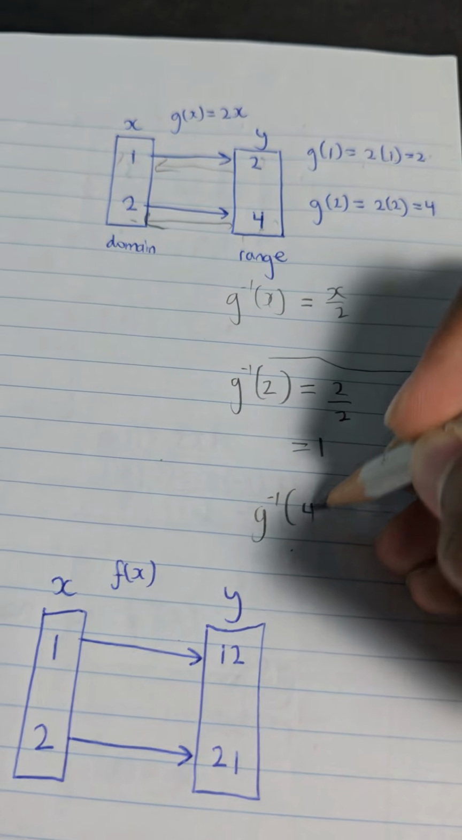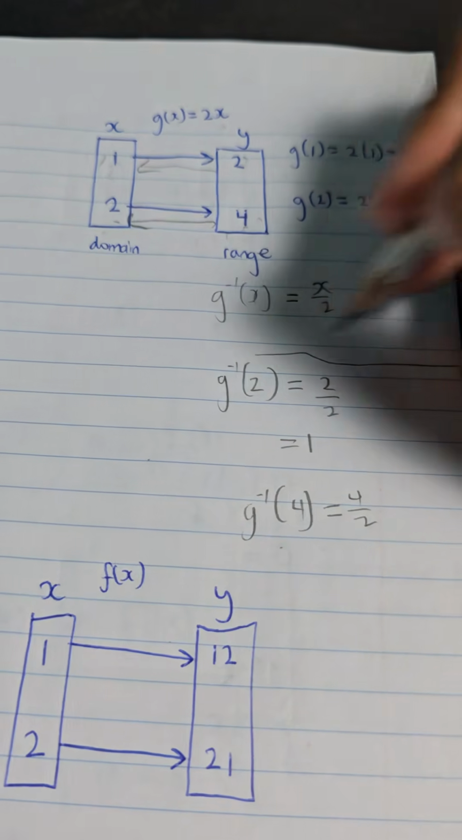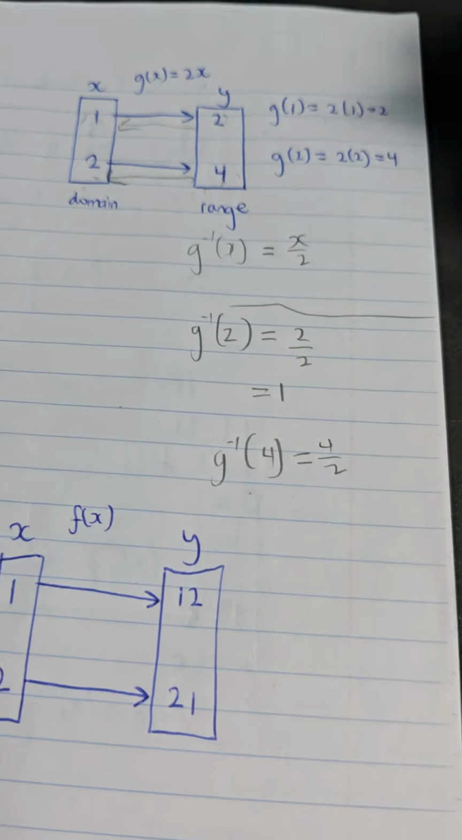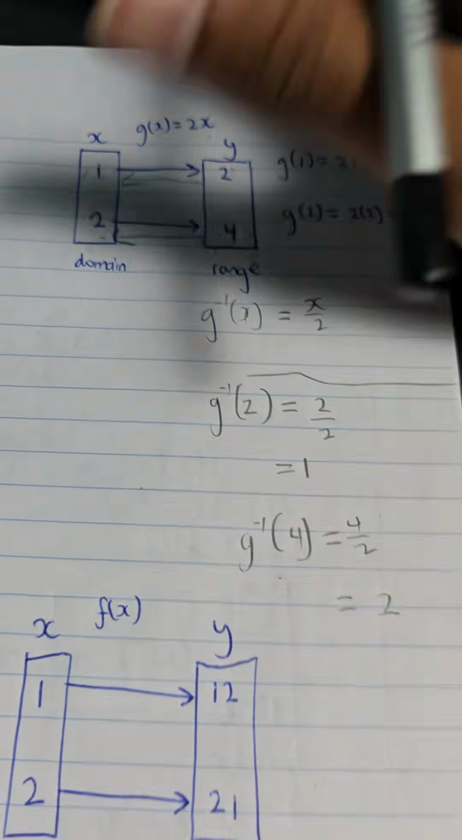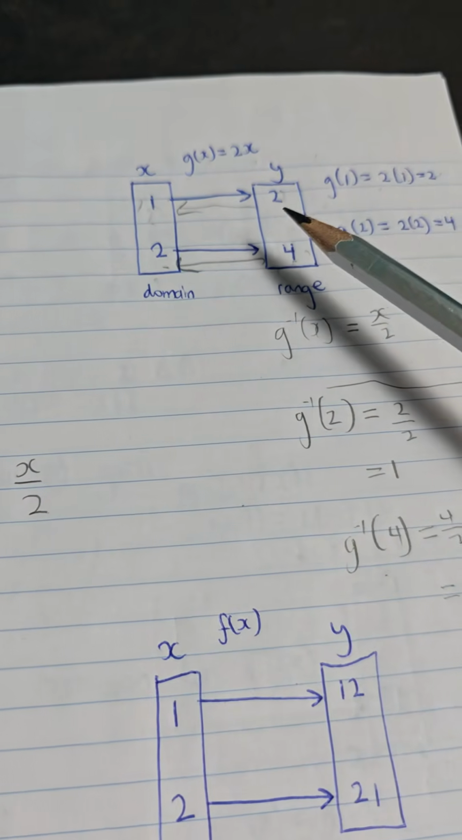So g inverse of 4. I'm going to say 4 over 2, because that was my inverse function, right? My inverse function was just dividing the input by 2. So 4 over 2 is just 2, right? So you see, let's do a quick review again. The inverse function just does the opposite.